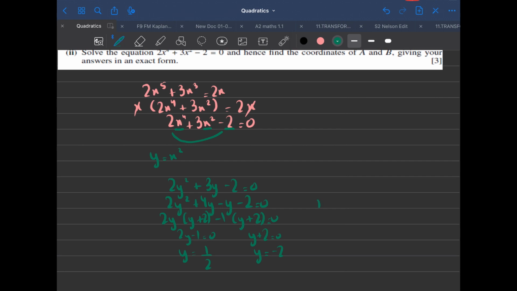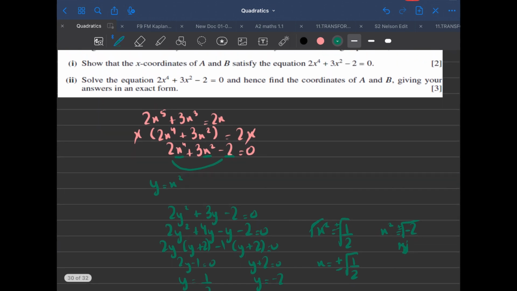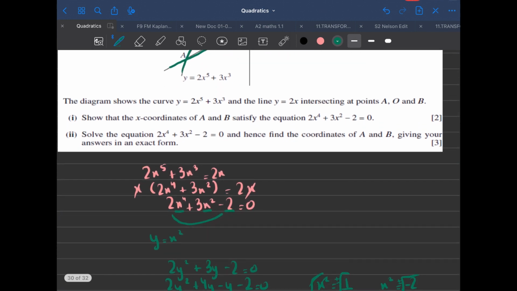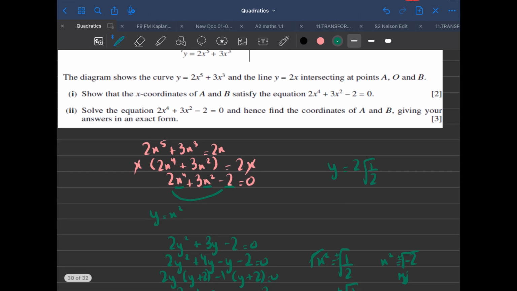Now what was y actually? X squared is equal to 1 upon 2 and here x squared is equal to minus 2. Can I square root this plus minus? This is rejected. And if I square root this, it's going to be x equal to plus minus under root 1 upon 2. Do you get this? So once I get x, how will I get the y coordinate? So let's plug in here 2 into under root 1 upon 2. That's my first coordinate. Under root 1 upon 2 comma 2 under root 1 upon 2.